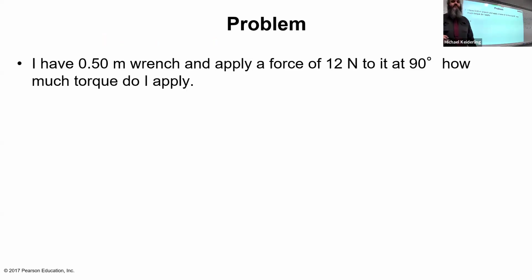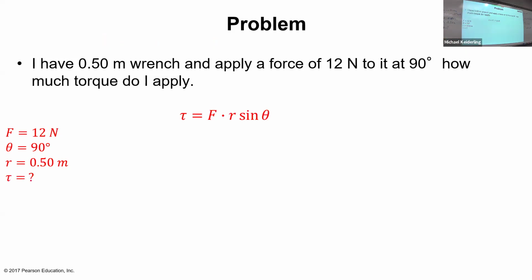So this is fairly straightforward. Force is 12 newtons. The angle is 90 degrees. The radius is 0.5 meters. We want to find torque. Torque is force times radius times sine theta. I should have done radius times force times sine theta, but whatever. So 12 newtons times 0.5 meters times the sine of 90 degrees, which will come out to 6.0 Newton meters.